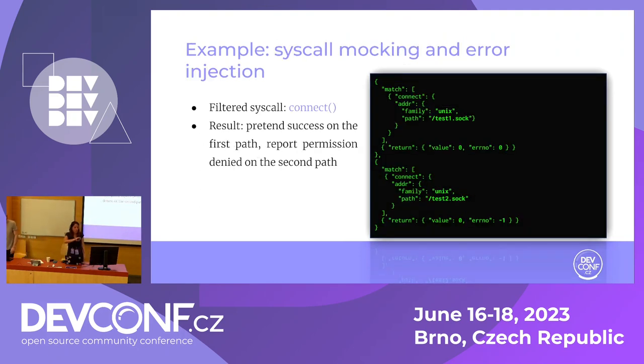The second example is what I was explaining to you about testing. In this case, we have a match on connect on two different paths. You can see test1.sock and test2.sock. If your application tries to connect on test1, we simulate the syscall because we return zero. And in the second case, we return an error with this minus one. So these are just some JSON examples that you could describe with Seitan.